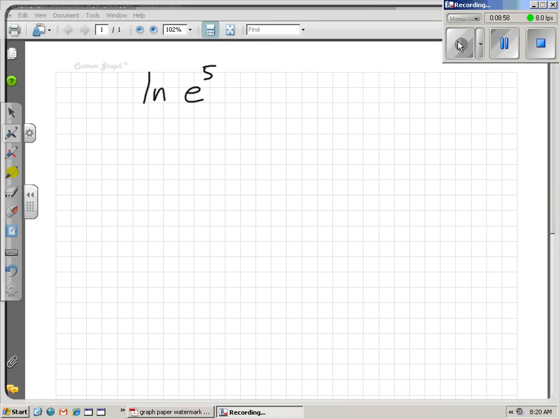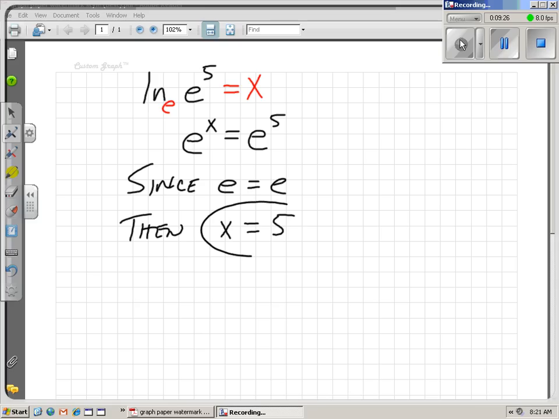How about this one? It looks scary, but it's not really. Now remember, a natural log has an understood base of e, and I'm going to set it equal to x. So now I'm thinking, okay, e raised to the x exponent is equal to my answer, e to the 5th. Okay, since e equals e, since our base equals the other base, our exponent must equal the other exponent. Just makes sense. And there we have our answer. x must be 5.